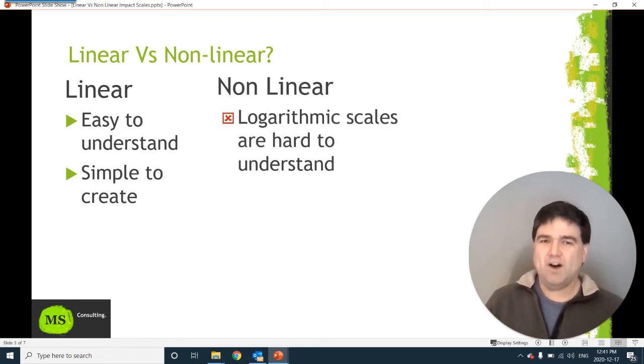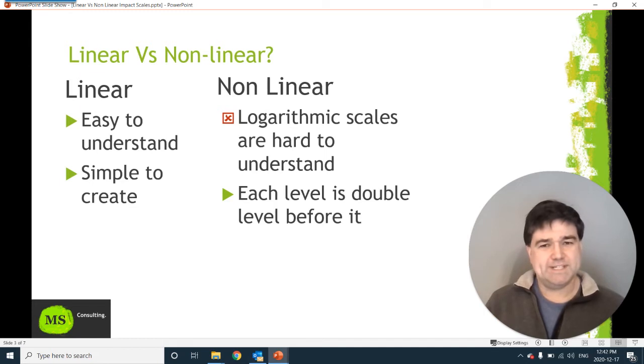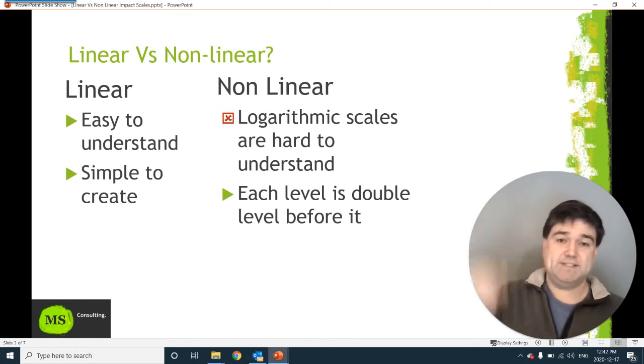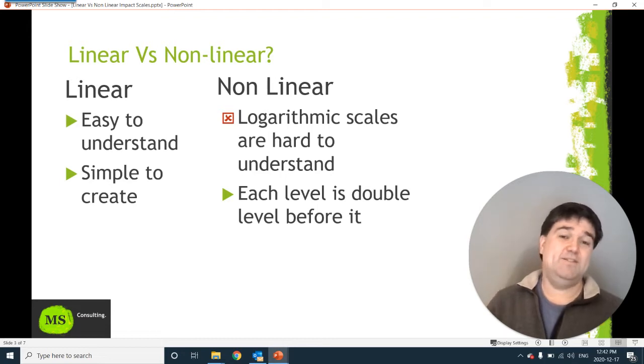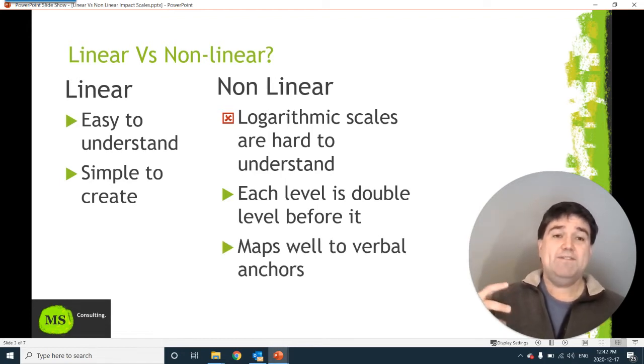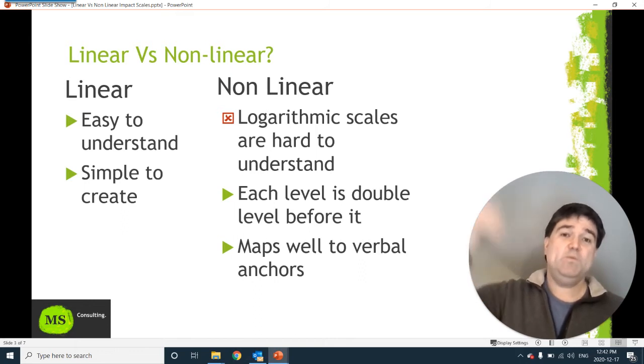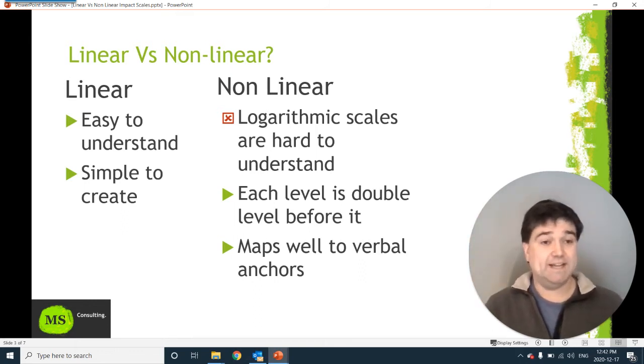Non-linear scales are not easy to understand. Ask somebody to explain how the SPF factor number works, or how the Richter scale works, and you're going to get a lot of confused faces. So non-linear or logarithmic scales are a little bit tricky to understand. They're not intuitive. But the good news is that you can basically explain a logarithmic scale this way: every step in the scale doubles in magnitude from the step before. That's a little bit easier. And because you have that non-linear logarithmic scale, those buckets map very well to verbal anchors like unlikely versus probable. And so that helps quite a bit.